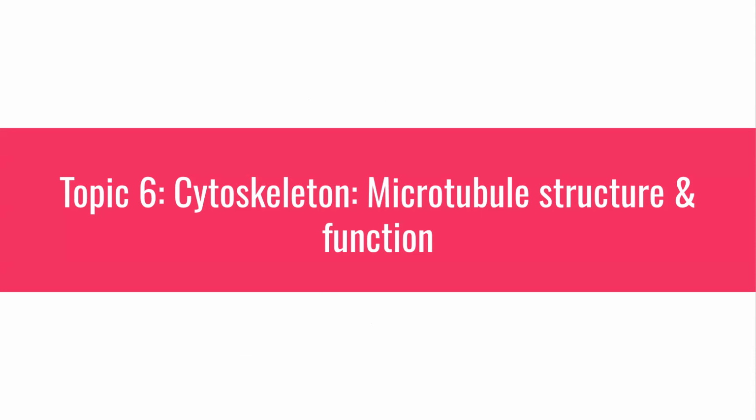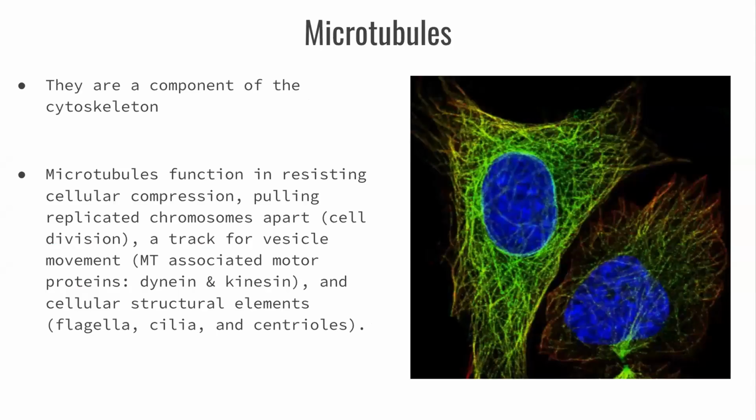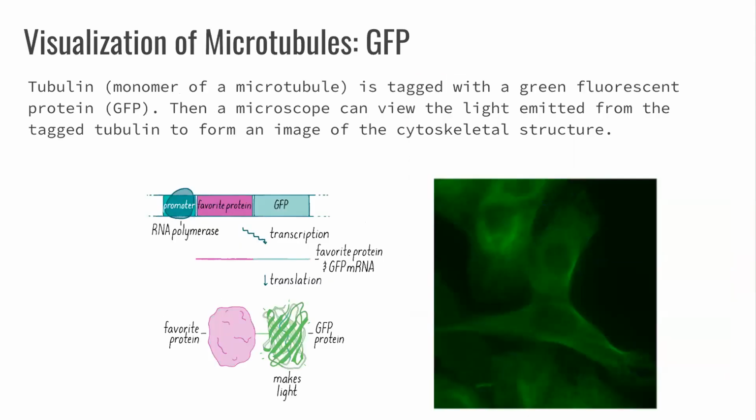Microtubules, structure and function, topic 6. So microtubules are very important. They are a component of the cytoskeleton and function in resisting cellular compression. They pull replicated chromosomes apart during cell division, and they provide a track for movement of vesicles and cargo throughout the cell. And they're also important for cellular structures such as flagella, cilia, and centrioles.